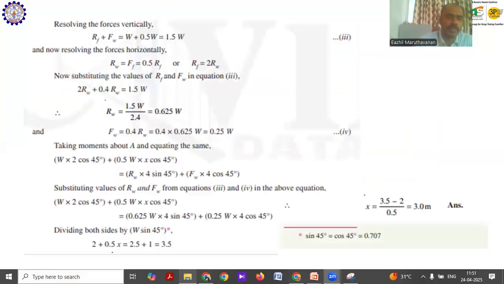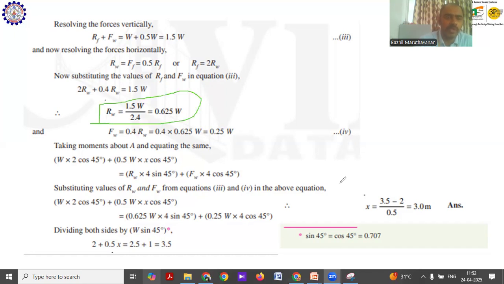So resolving the forces vertically, RF plus FW is equal to W plus 0.5 W. That is, RF plus FW is equal to 1.5 W. Now we have to resolve the forces horizontally. We'll get RW is equal to FF. That is, FF is the coefficient of friction into RF, so RF is equal to 2 RW. Now we have to substitute the value of RF in the above equation. We'll get the equation as 2 RW plus 0.4 RW is equal to 1.5 W. We'll get RW as 0.625 W.